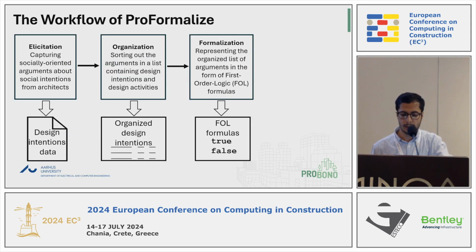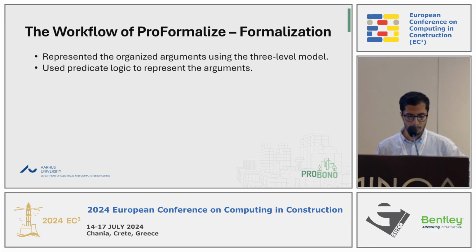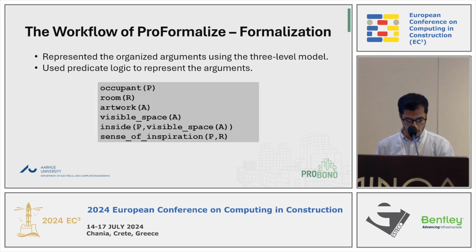Then we formalize these into first order logic formulas that can be evaluated to true or false. I can show you some examples of this. We used predicate logic to present this kind of information. We have, for example, a predicate called occupant(P), where P is a variable representing a building occupant. Room(R), visible space(A), and maybe sense of inspiration of that P occupant in the room R. So building level predicates, domain level predicates, and goal level predicates.